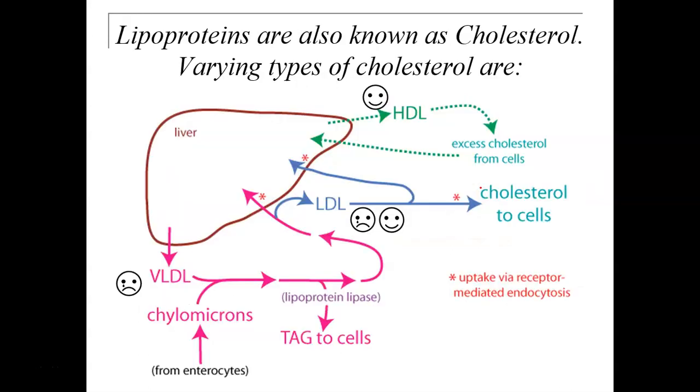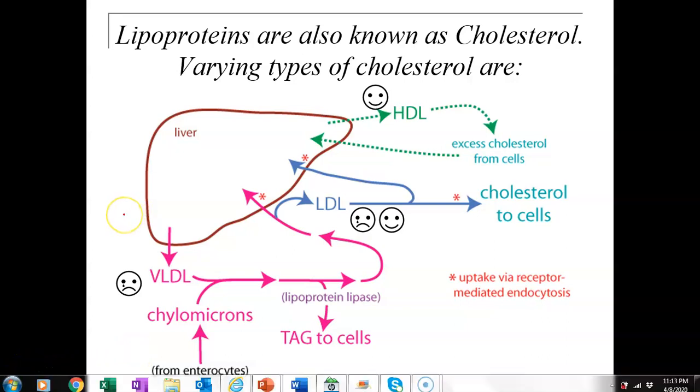Now, lipoproteins. We've heard these things before, even if you think you've never heard of them. Cholesterol, that's what we're talking about. HDL, high density lipoprotein. LDL, low density lipoprotein. VLDL, very low density lipoprotein. So these are what we're actually talking about when we talk about lipoproteins. We're talking about cholesterol. So there are different types of cholesterol.